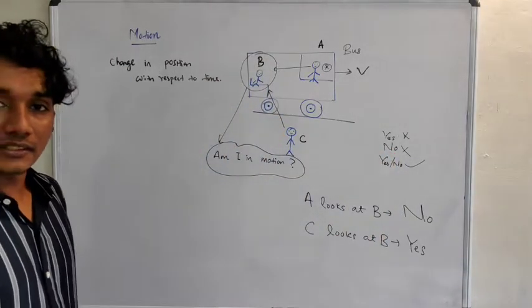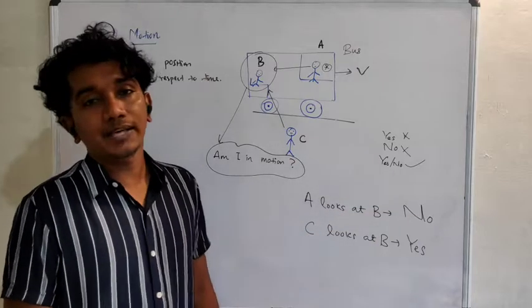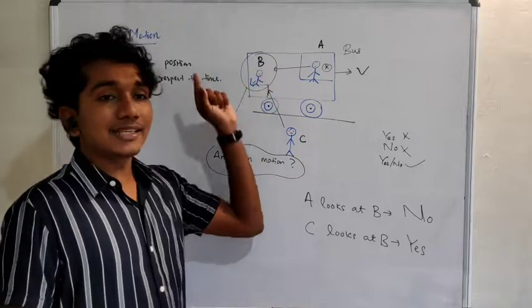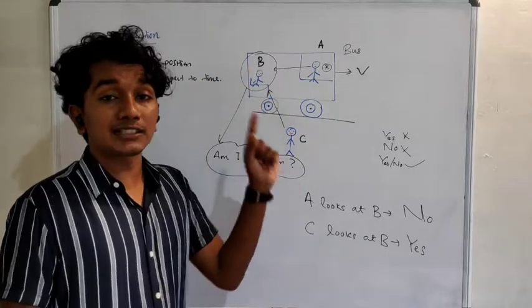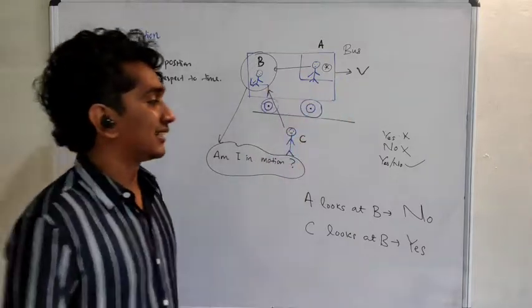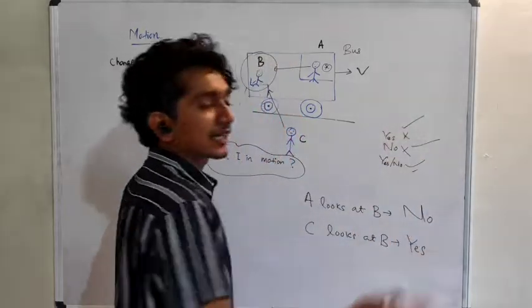Okay, so which one is correct? Both are right. Both of them are right. Okay, but the question is asked to you. This B asked the question to you. Then you would say that yes, this guy is correct. So apparently this one is correct, this one is correct, both are correct.